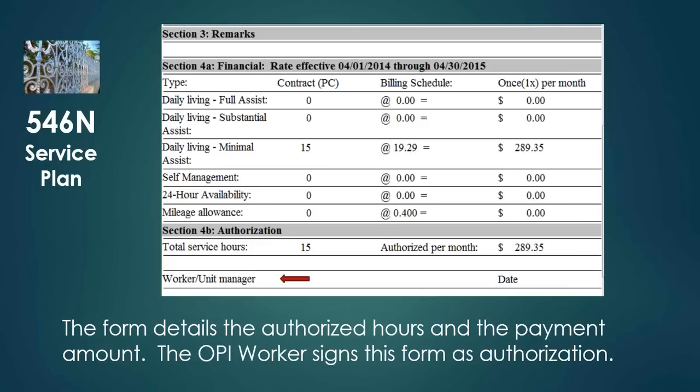The bottom of the form will tell us how much they are paid. So in this example, 15 hours of daily living assist, which we consider to be ADLs, or personal care, is paid at $19 an hour, and it gives the approximate amount of money that they'll be paid. This is an authorization for payment to the agency or the home care worker. And so the OPI worker will need to sign this form and date it as an authorization.